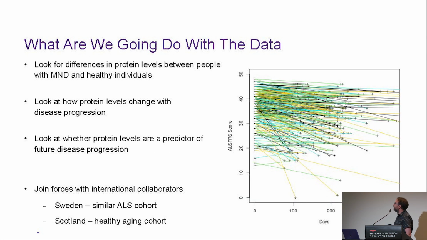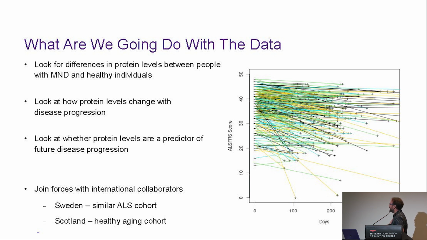What we intend to do with the data, so first we're going to look for differences between people with MND and healthy individuals, and look to see if we can pick up neuronal proteins in the blood at different amounts between people with disease and people without. And look at how these change with changes in disease progression.